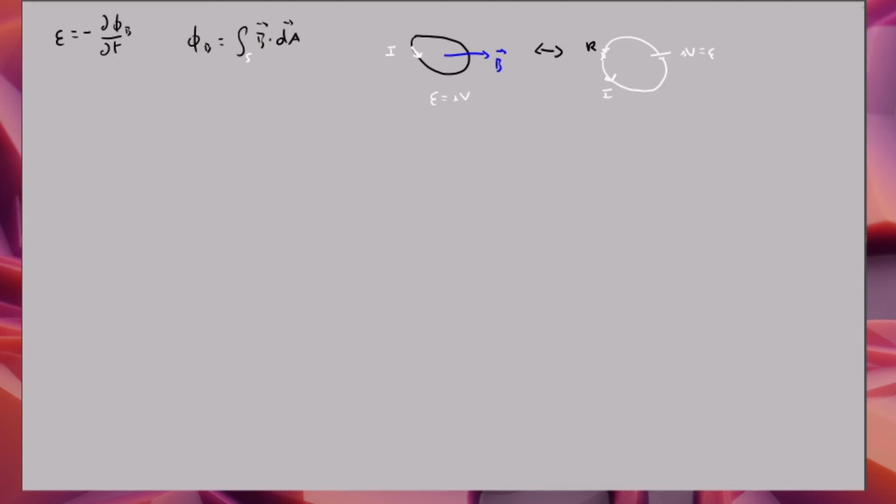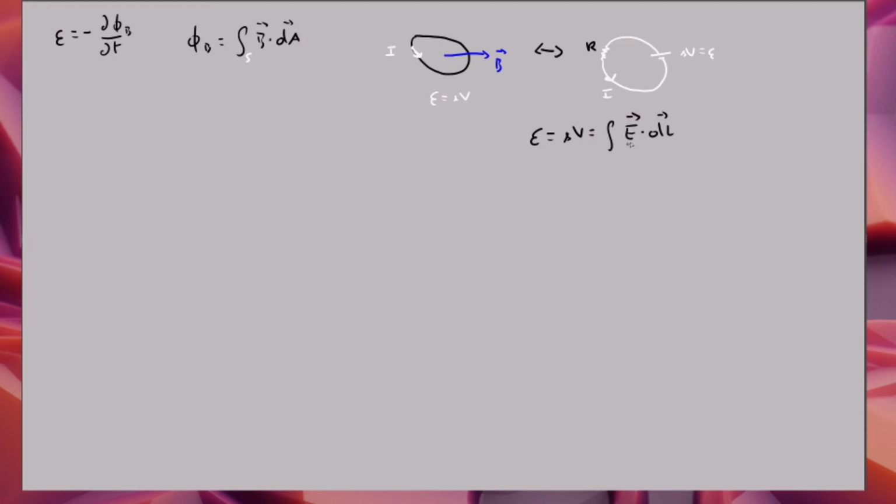Now this EMF here, actually let's just write it in red. This EMF, there's an equation for it. It's the equation for voltage, which is E dot L.